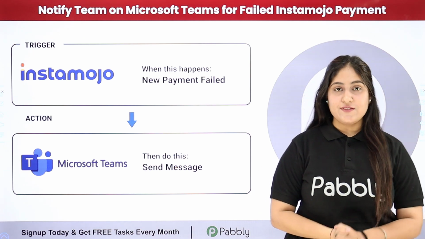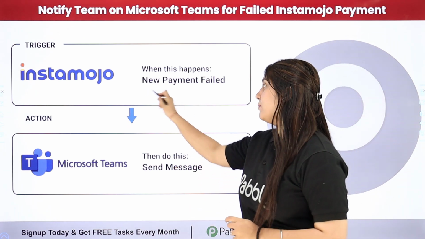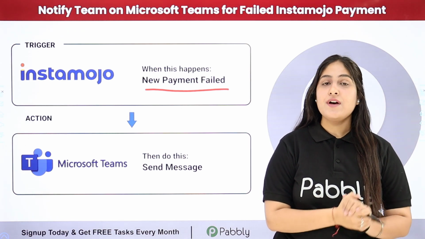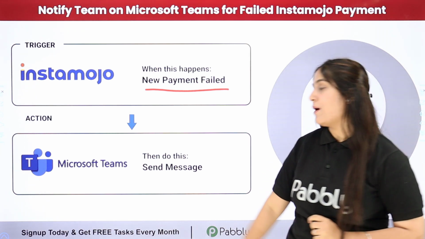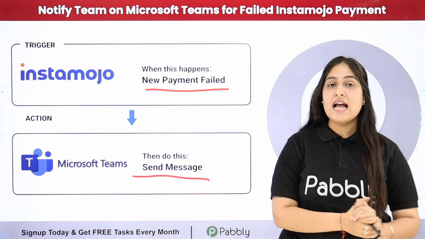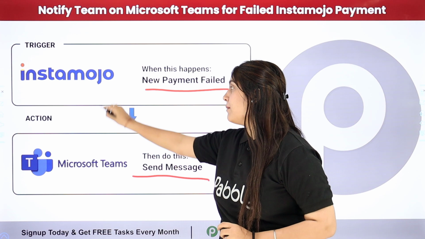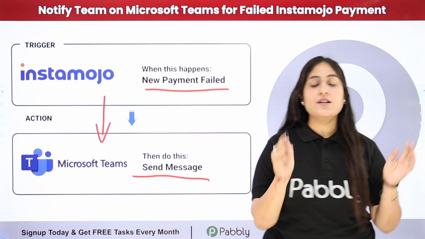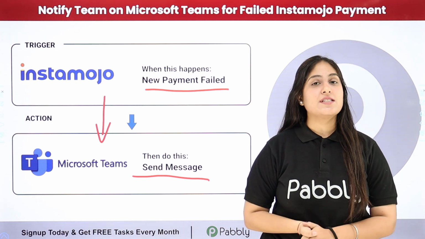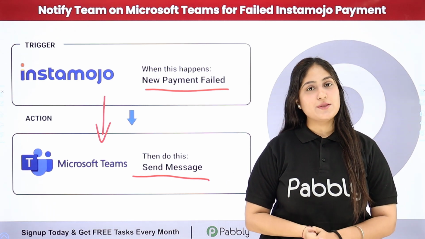So here my objective is that whenever I receive a new failed payment through my Instamojo, I want to automatically notify my team on my Microsoft Teams channel. To automate this entire process, I need to connect my Instamojo with my Microsoft Teams using an automation software named Pabbly Connect. To learn this process step by step, let me take you to my screen.